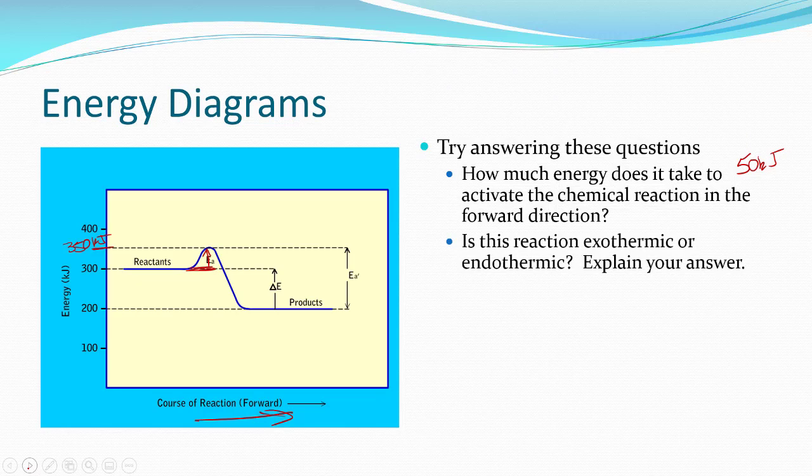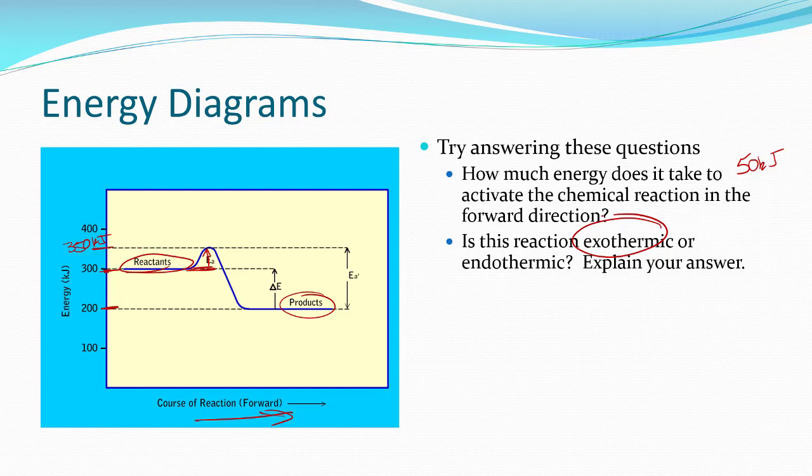Is this reaction exo or endothermic? Okay, so let's compare. We compare the reactants and where they're starting out energy-wise, which is 300 kilojoules, and we look at our products and its energy, and it went to 200. So if the reactants are starting up here, and the products are now down here, would you agree that the products have lost energy compared to where they began as reactants? And that means that this is an exothermic reaction, okay? It's losing energy, all right?